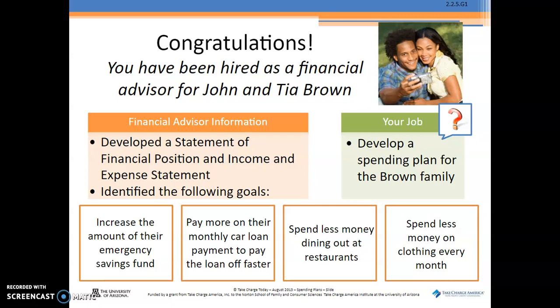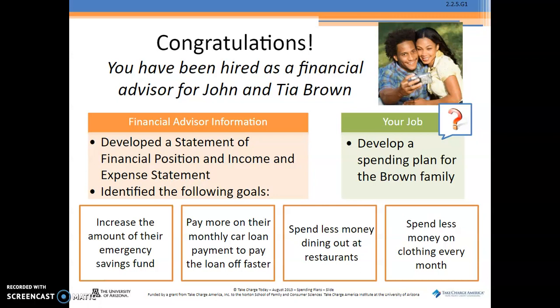All right, so let's take a look. Congratulations, you have been hired as a financial advisor for John and Tia Brown. Let's see how well we can help them with their financial needs. Our task is to develop a statement of financial position and income expense statement. Identified the following goals. Here are their goals.